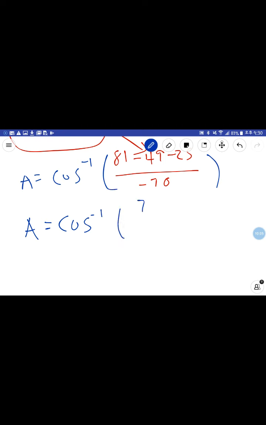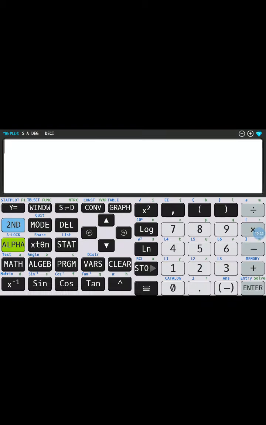Alright, so we got a 7 over negative 70, which is arc cosine negative what? 0.1. So let's plug in this one. So please use your calculator. Let me launch this. And we need to do the arc cosine of negative 0.1. So I check it on it. My calculator is in degree mode. And then we have arc cosine.